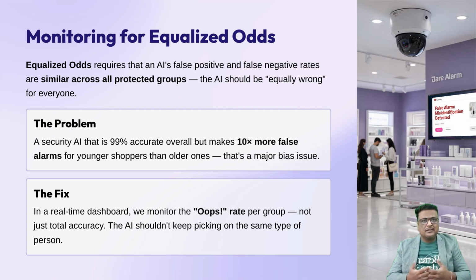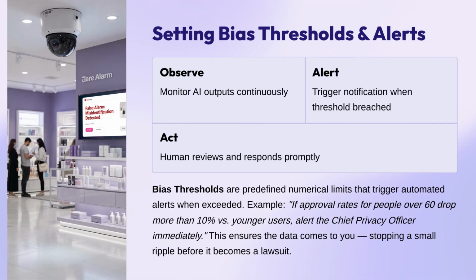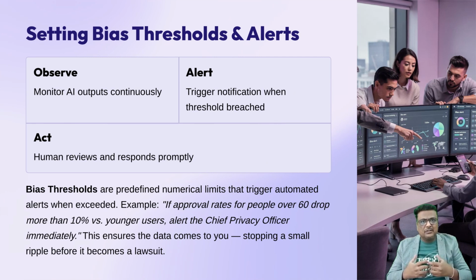Now, seeing these mistakes in a chart is helpful, but in a fast-moving business, we can't wait for someone to check a graph, which is why we need to set our boundaries. To turn our observations into action, we establish bias thresholds, which are predefined numerical limits that, when exceeded, trigger an automated notification or a system override. In simple terms, this is setting the alarm bells for fairness.